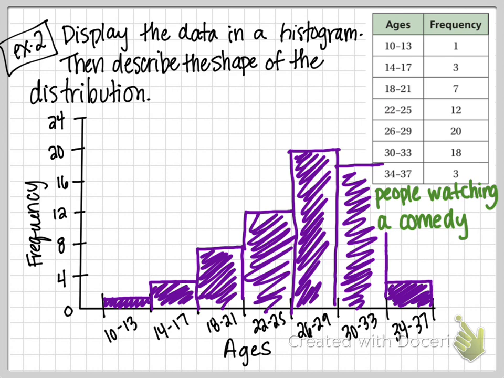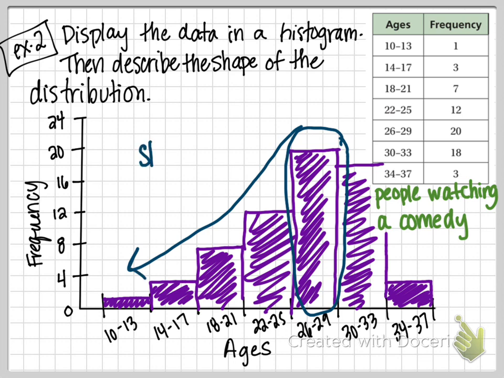When we put it into a histogram, we can very clearly see the shape of the distribution. Someone raise your hand, please, and tell me the shape of this distribution. Liam? Skewed left. Okay, this is our highest interval, and the tail of our graph is going to the left. So we would indeed call this skewed left. This histogram shows people watching a comedy in the theater.